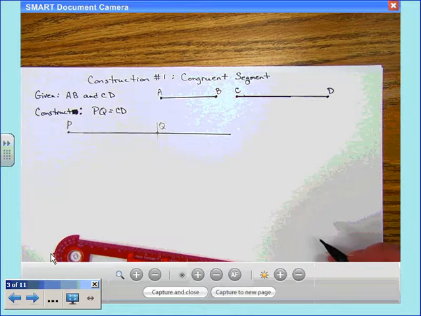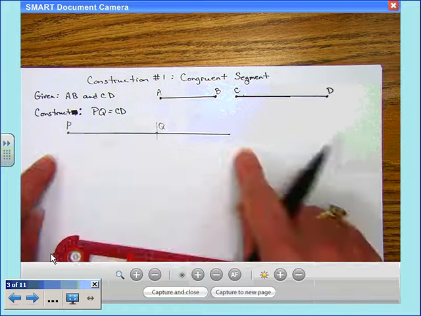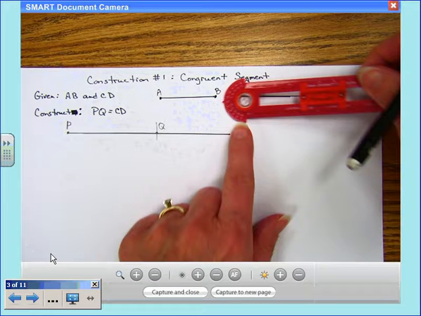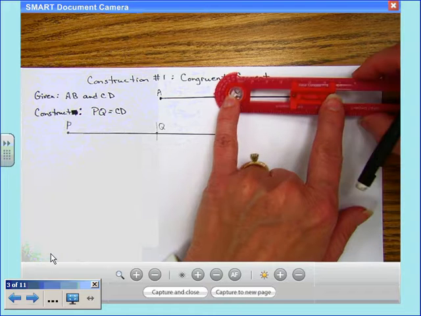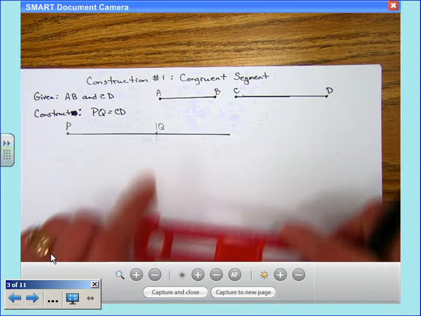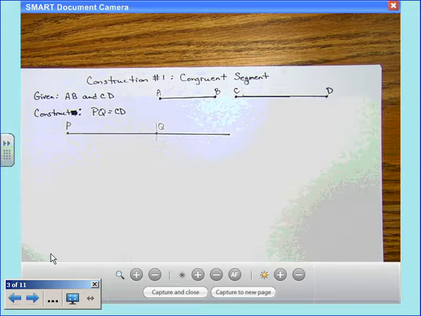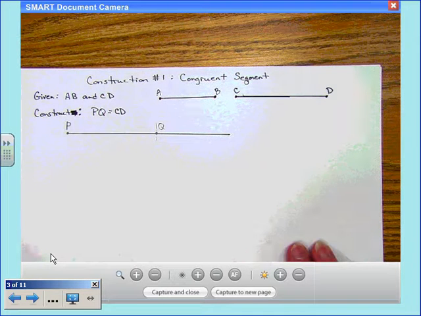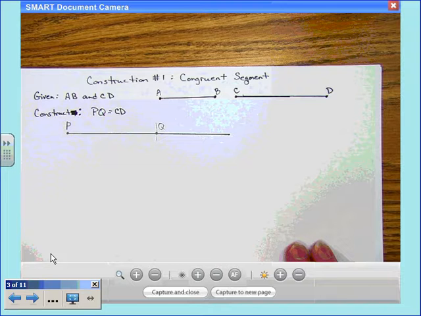What did we do? We drew a working line. We measured the segment that we needed with our compass, brought it to the end, and arced it off. There's our other endpoint. That's constructing a congruent segment.